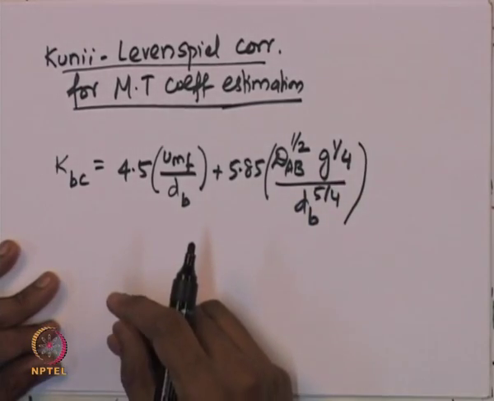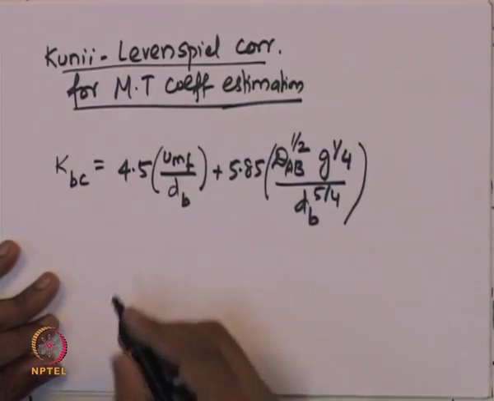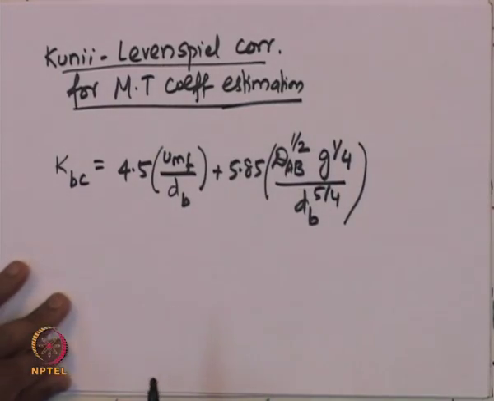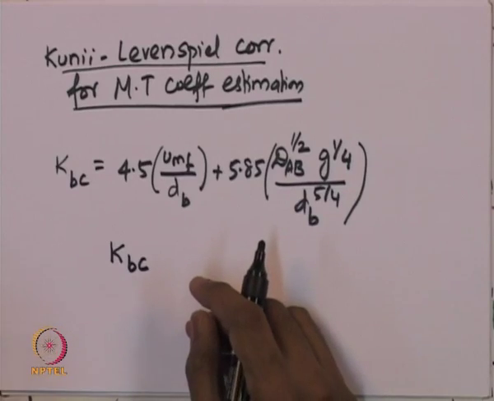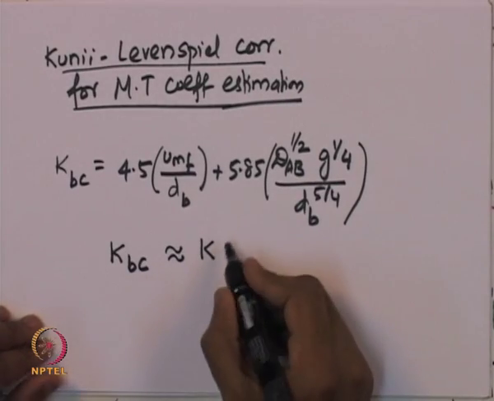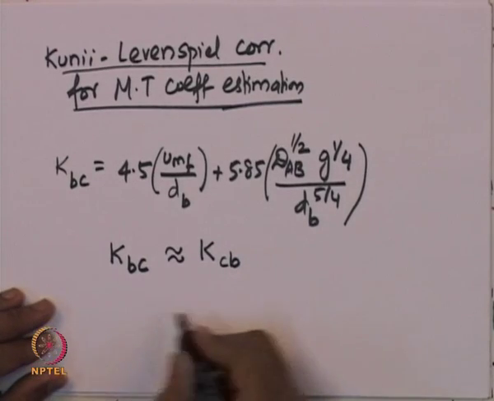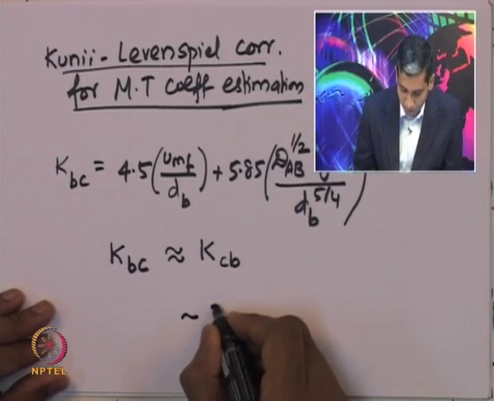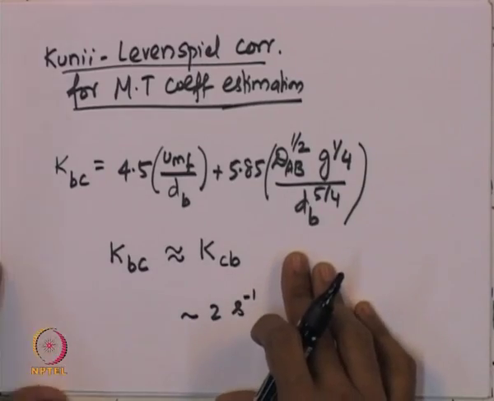So that is the correlation which provides an estimate of the mass transport coefficient between the bubble phase and the cloud phase. Now, because the mass transport actually occurs by the exchange of volume between the cloud phase and the bubble phase, one could assume that the mass transport coefficient for transport from the bubble to the cloud phase should be approximately equal to the mass transport coefficient from the cloud phase back into the bubble phase. Typically the order of magnitude of this mass transport coefficient is 2 second minus 1. Remember that KCB is a mass transport coefficient.